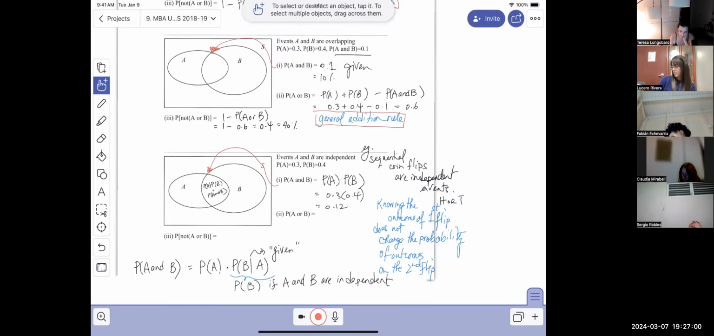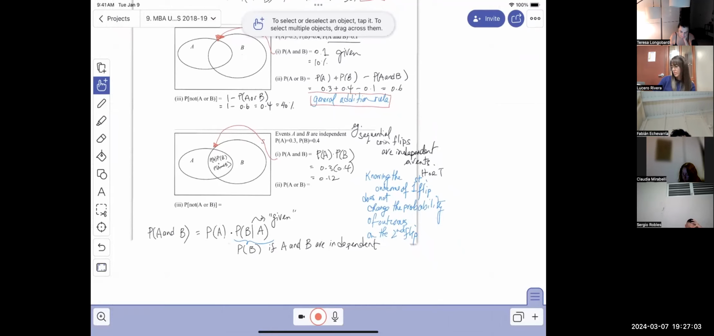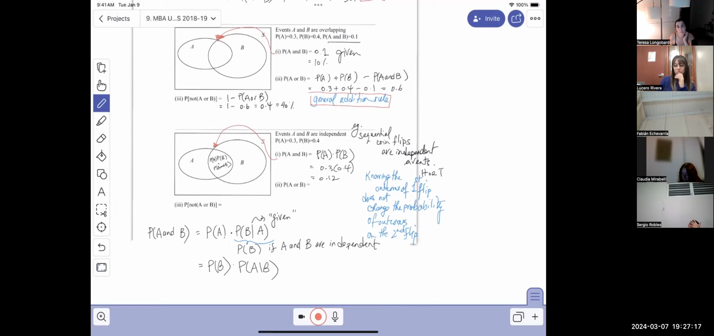Let me go back just to finish this off, because this could also be written another way. I could have focused on B. And then the probability of A and B would be the probability of B times the probability of A happening given B. And because they're independent, if B happens, the chance of A happening doesn't change.